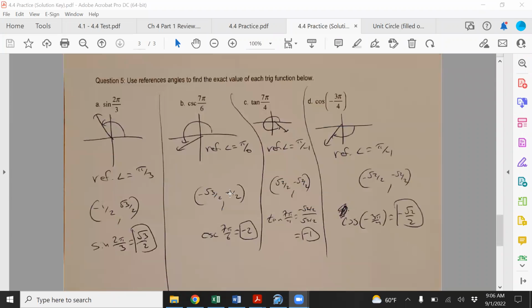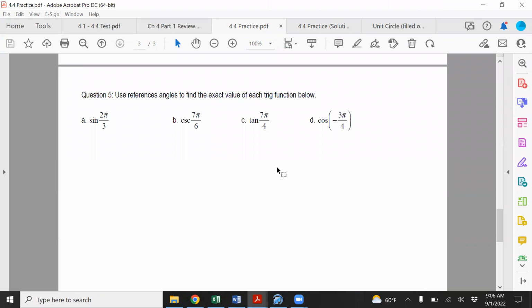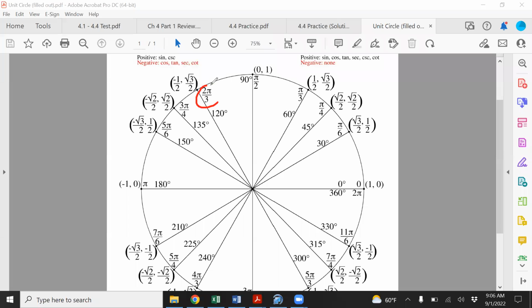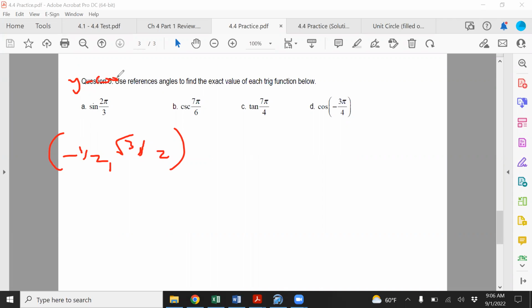Okay, last one. More unit circle stuff. Then we'll do the chapter review packet. All right, 2 pi over 3. So just look at your unit circle, right? Where's 2 pi over 3? It's right here. Where are the coordinates? Right there. -1/2 and root 3 over 2. Because it's the unit circle, you're going to take the y coordinate. So the answer is root 3 over 2. That's all.